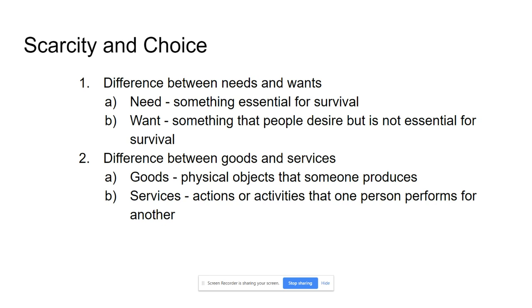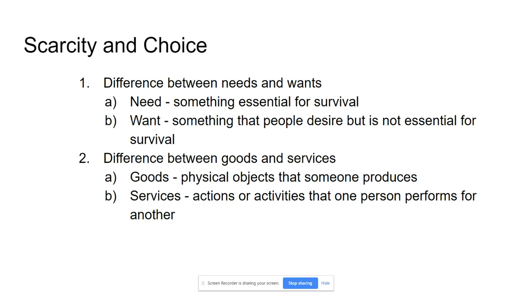I may want a better vehicle, for example. The one that I have is just fine, but I desire maybe a better one, right? Or a different one. Okay. So needs versus wants. And again, sometimes it's debatable, but then there's other times where it's pretty obvious as to which one is which. Now we get into the difference between goods and services.